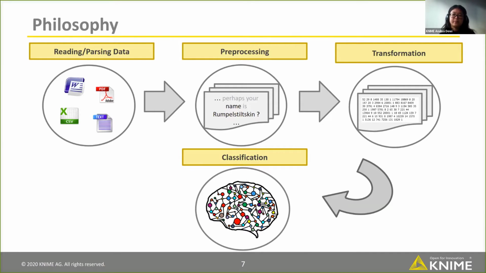And the next step is the preprocessing step. In this step is where we usually remove or filter out words that we don't need or that are unnecessary. And after the data is clean, we need to transform the text into numerical data. And the last step is to take these numbers to build a model for the sentiment classification. So in the following slides, I will explain each of these steps in more detail and how to do them in KNIME.